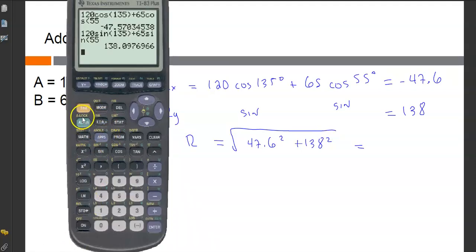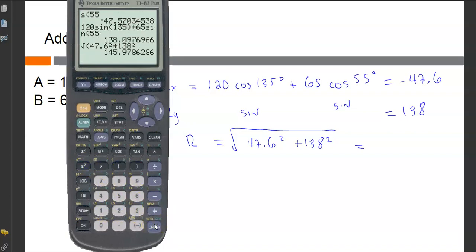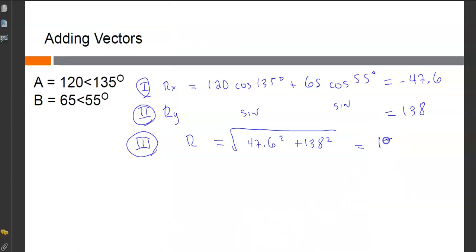If I do second squared, 47.6 squared plus 138 squared, you hit enter. That thing has a magnitude of 146 meters, or 150 if you want to go down to 2, but I'll keep it at 3 here. Okay.